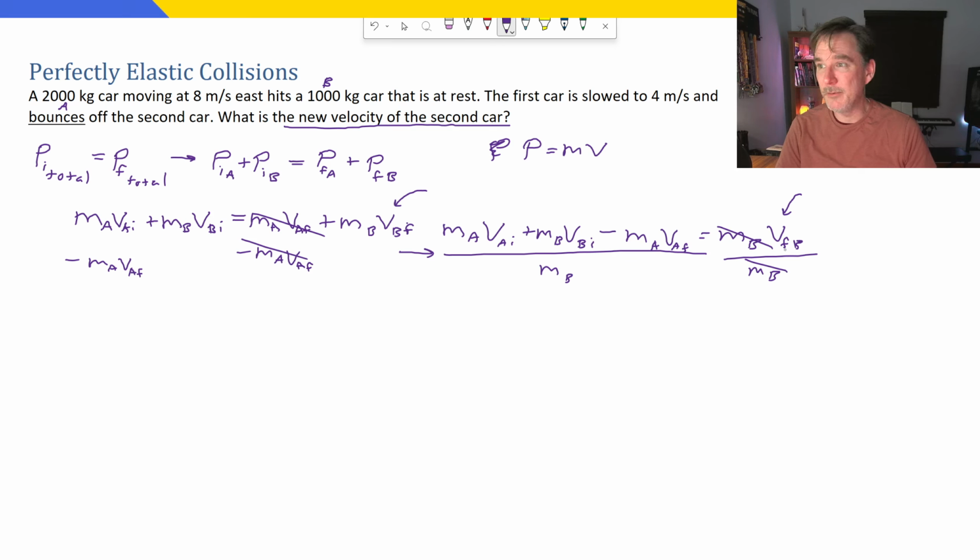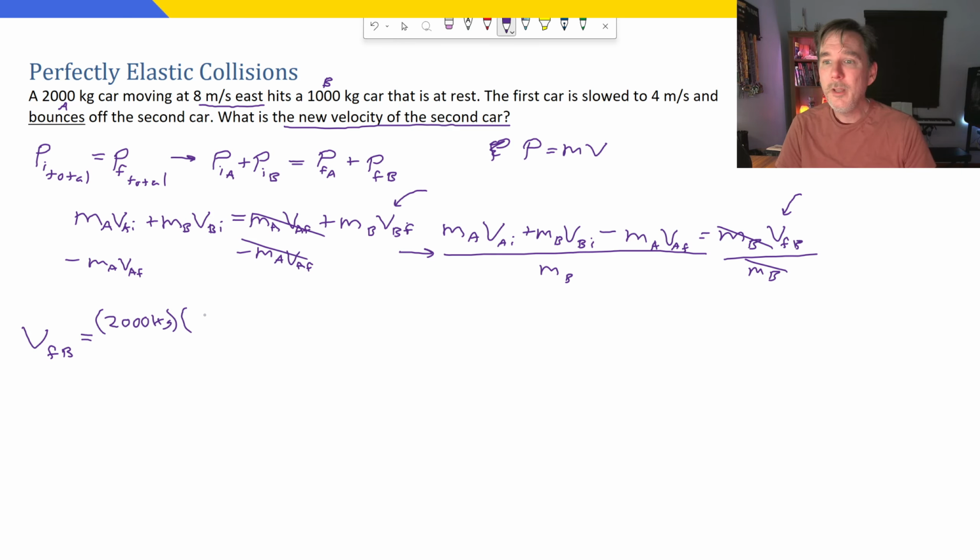Let's just start plugging in some numbers because we now finally have it set up to solve for what we want. And so I'm going to flip it around over here. So the final velocity of B, I'm moving that to the left-hand side of my equation. And now I'm going to plug in my mass and velocity of A initial. So the mass of A is 2,000 kilograms times its initial velocity. You gotta be careful here, 8 meters per second to the east. Okay, east is a positive number.